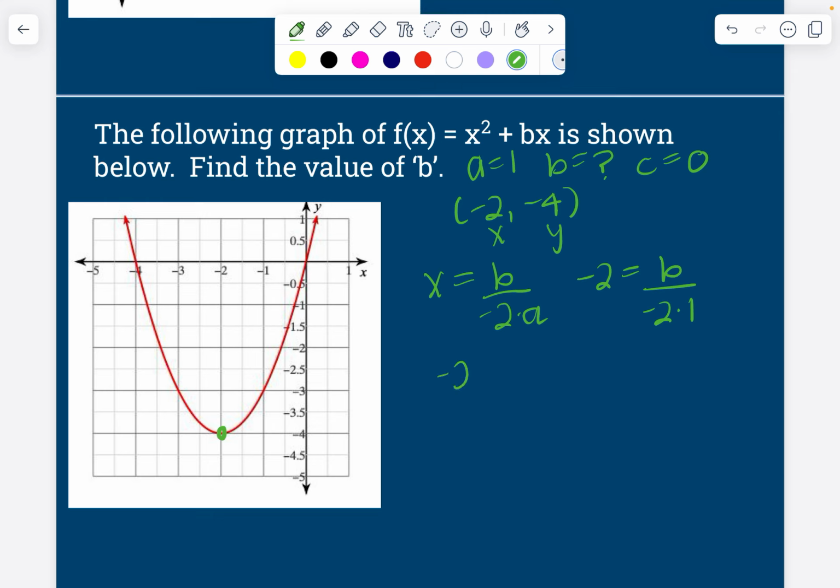Continuing to simplify, negative 2 equals b divided by negative 2. And then we'll multiply both sides by negative 2 here. Those cancel, and b equals positive 4.